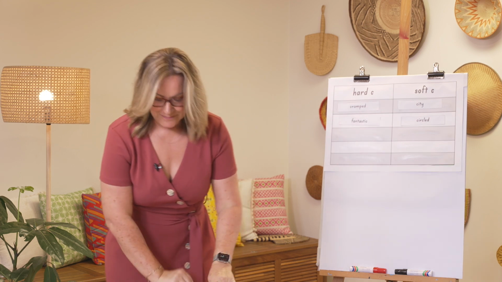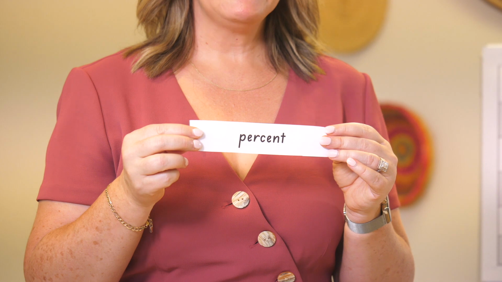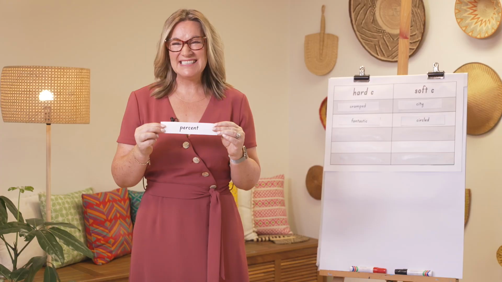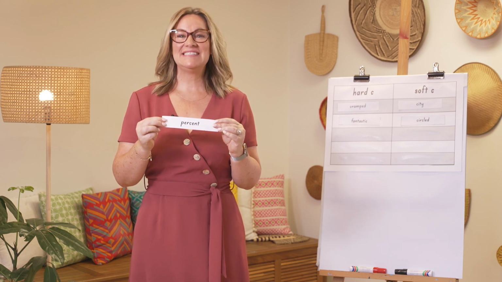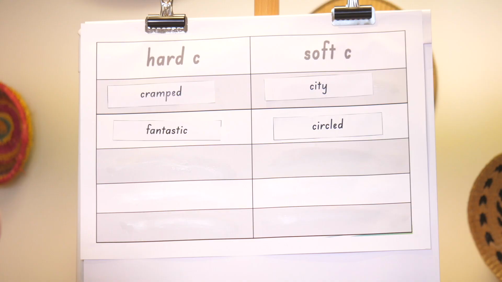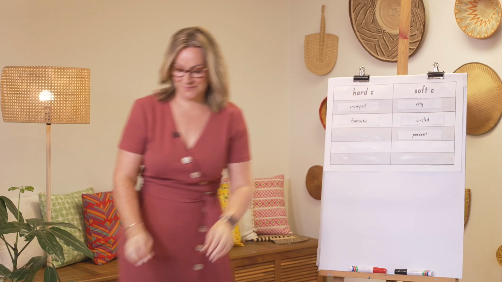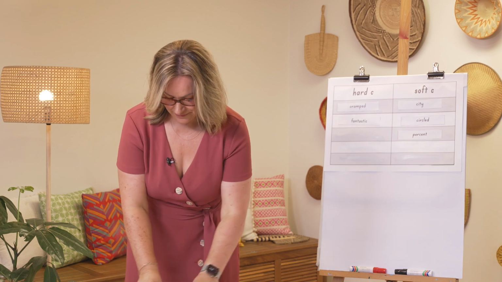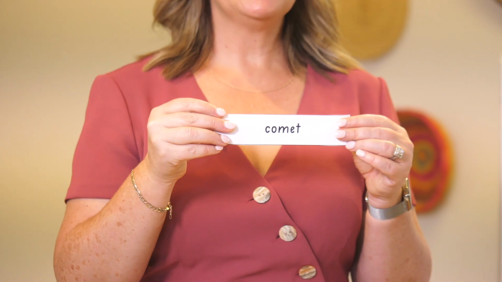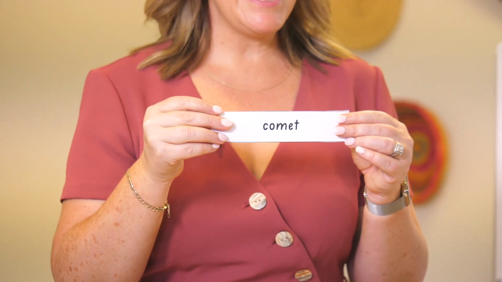Let's look at this one. Percent. Repeat. Cent. Are you hearing percent? Percent. It's not at the beginning though, it's in the middle here. S. Back over here on our soft C. Next word, comet. Repeat. What are you hearing at the start?